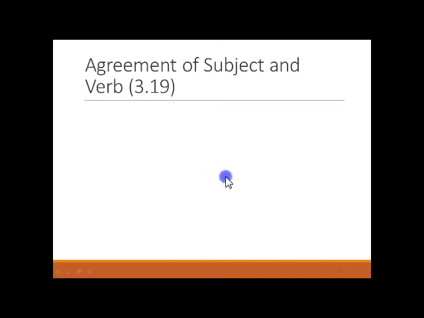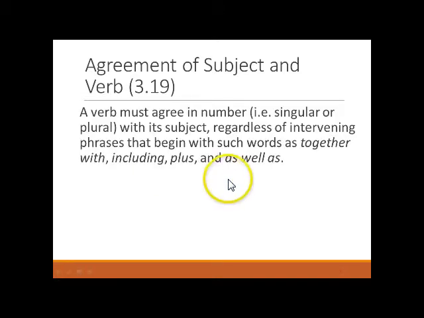In terms of agreement between subject and verb, make sure that the subject and the verb do agree in number. So if you have a singular subject, you pair that with a singular verb, and the same is true for plural words. If you have phrases such as together with, as well as, and others, think about removing that intervening phrase to help you understand whether what you're trying to match is a singular or a plural instance.